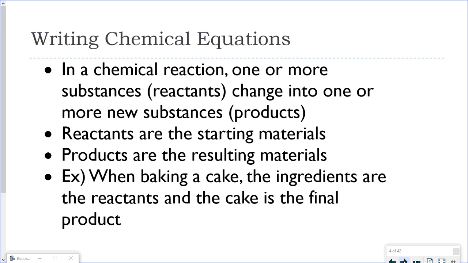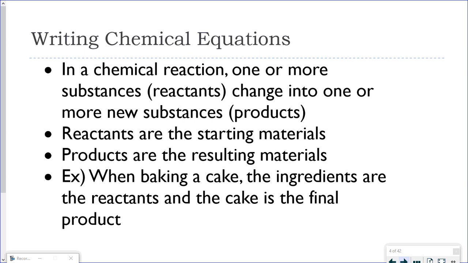So whenever we're writing chemical reactions, you're going to have one or more substances or reactants that are changing into one or more new substances, which are our products. Our reactants are starting materials. Normally they're on the left side of an equation, and products are the resulting materials on the right side of an equation. So for example, when you're baking a cake, the ingredients are the reactants. So that would be the eggs, the oil, butter, flour, sugar, flavoring, depending on what type of cake you're making. And your baked cake will be your final product.